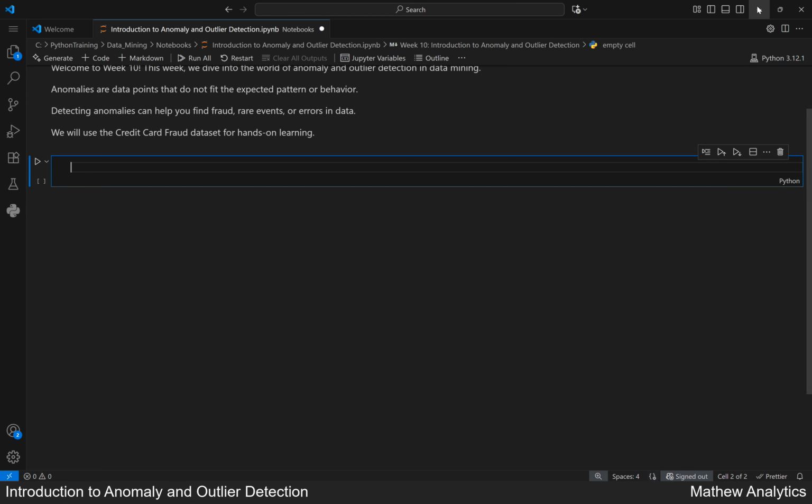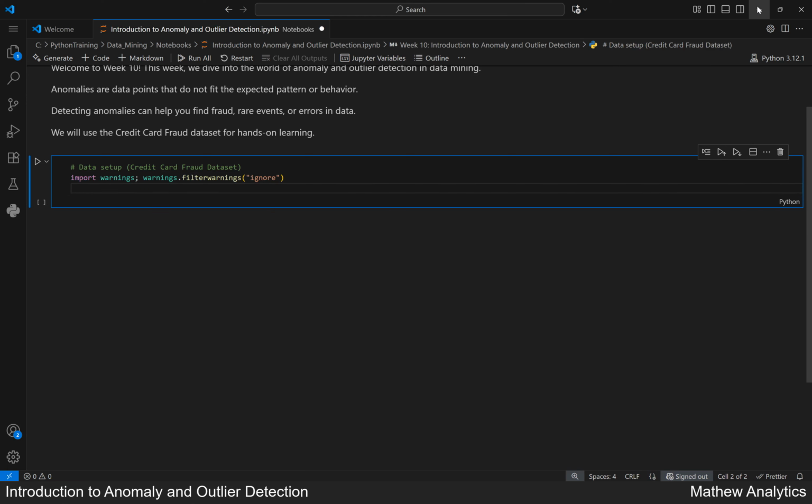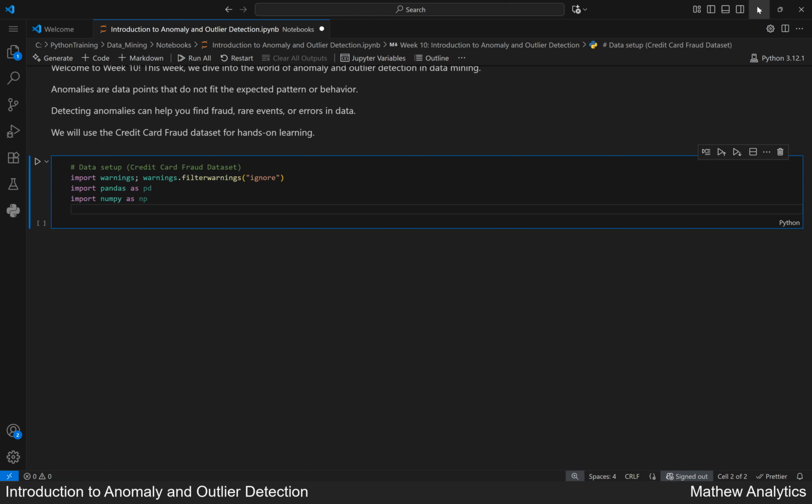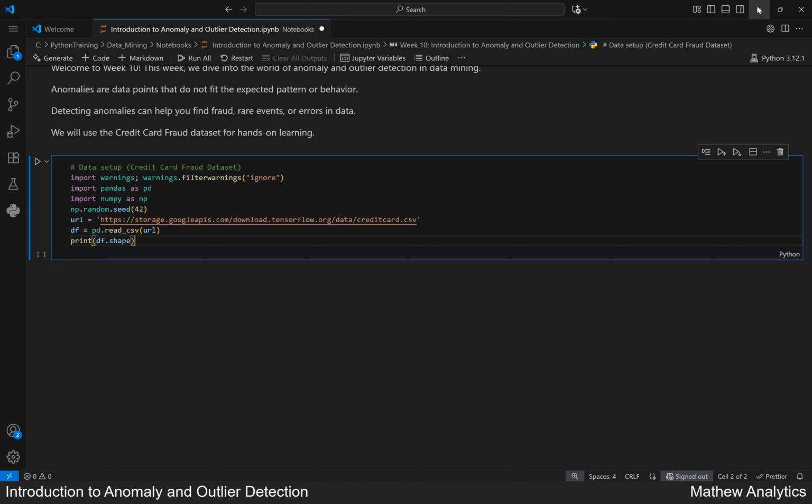Let us set up our dataset before we get started. We download the credit card fraud dataset. We turn off any warnings to keep the notebook tidy. We import pandas to work with data. Import numpy as np. We set the random seed to 42 for reproducibility. We set the URL for the dataset. We load the dataset into a pandas data frame. We print the shape to see how many rows and columns there are. We display the first 3 rows as a quick sample.